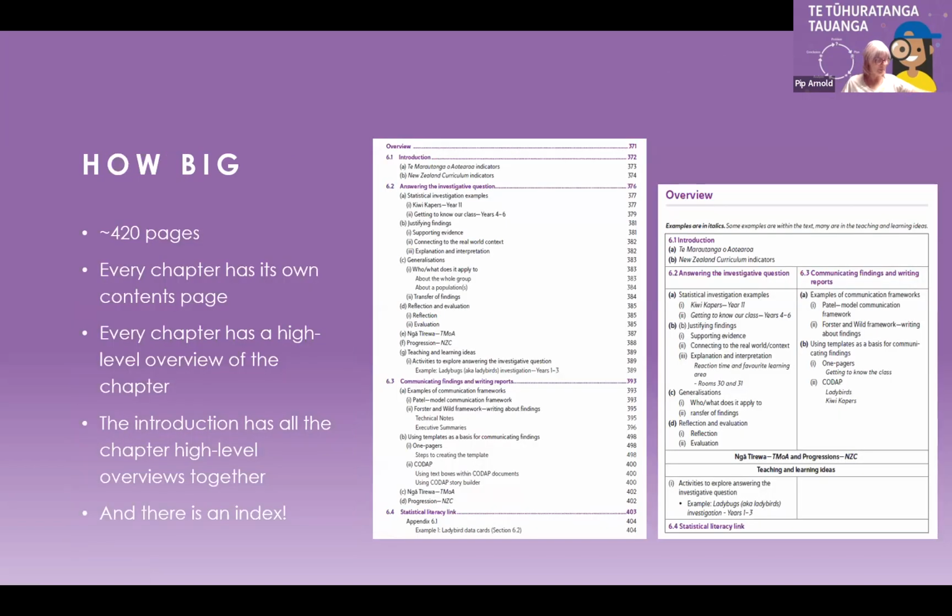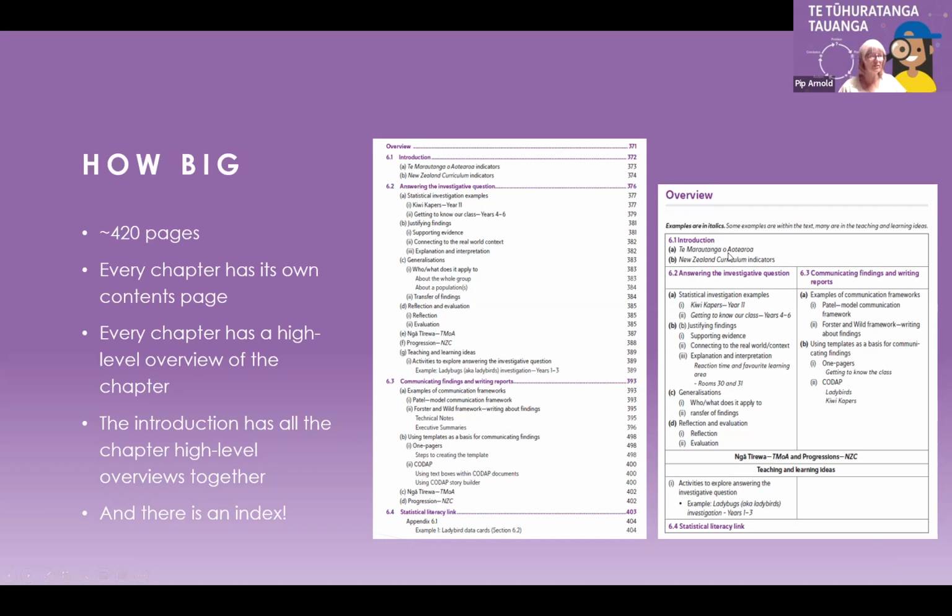So how big is the book? It's big. It's about 420 pages. It's 414 at the moment, and I think the index, which I did the other day, will be about 6 or 7 pages. Every chapter, when you get into it, has at the start of the chapter a contents page. So this is the conclusions contents page. And also right after the contents page is this overview picture. And you will recognize this because I'd snipped this part as what I shared earlier.